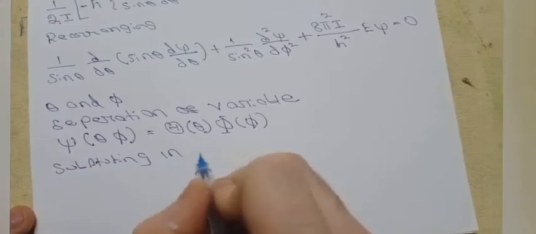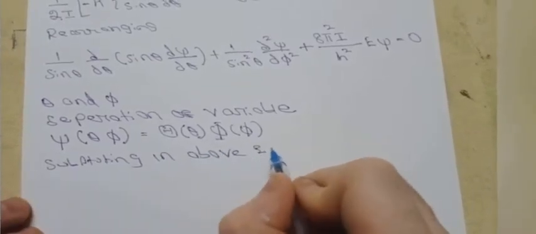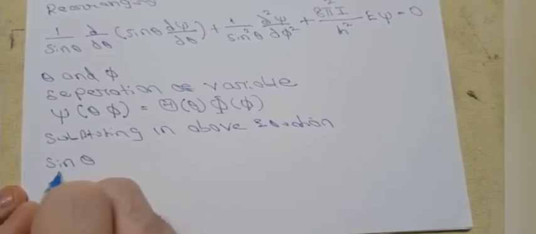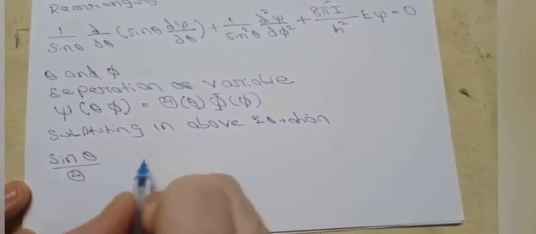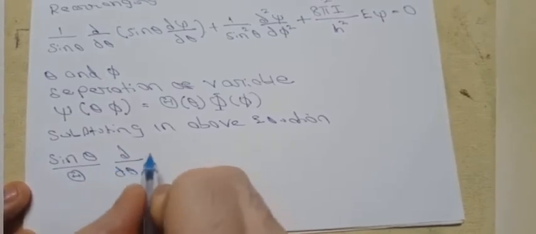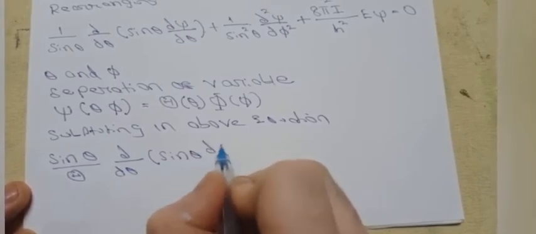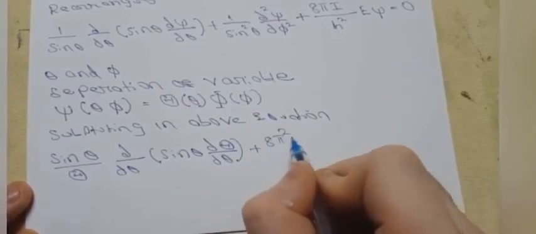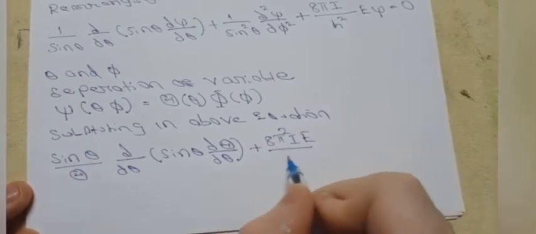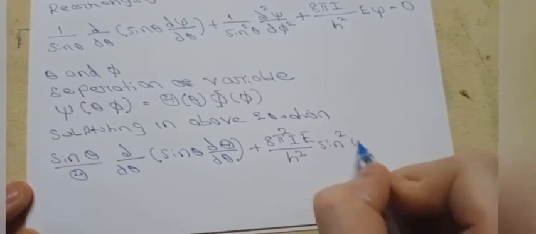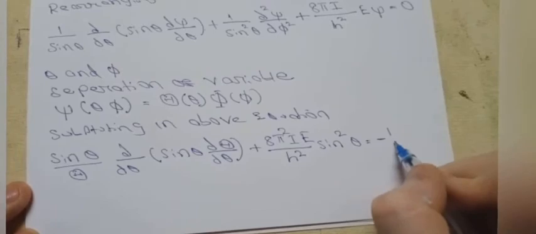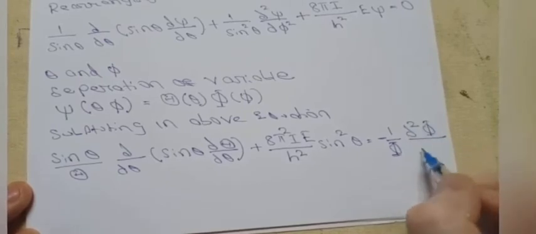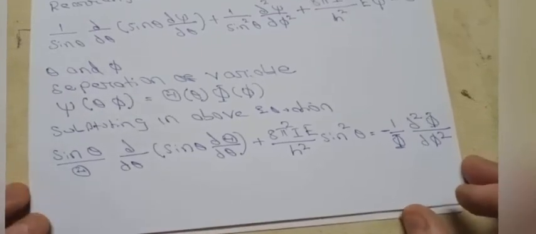on substituting we get sin theta by theta, dou by dou theta of sin theta dou theta by dou theta, plus 8 pi square I E divided by h square sin square theta, is equal to minus 1 by phi dou square phi by dou phi square. So this is the equation which we have obtained.